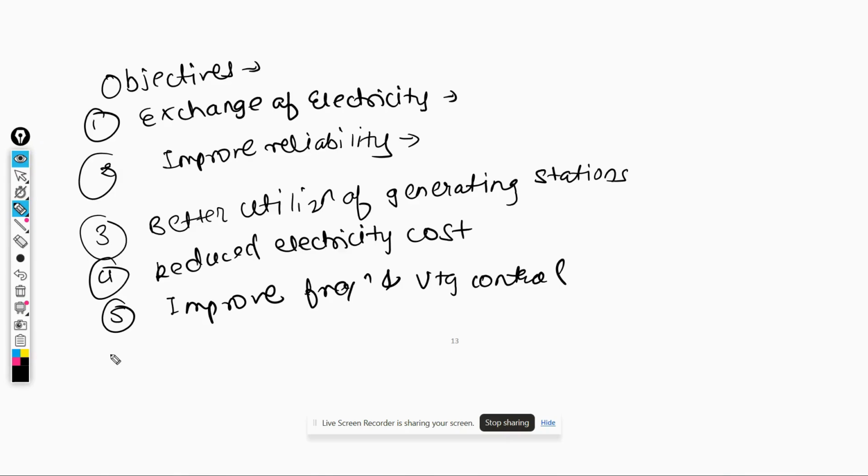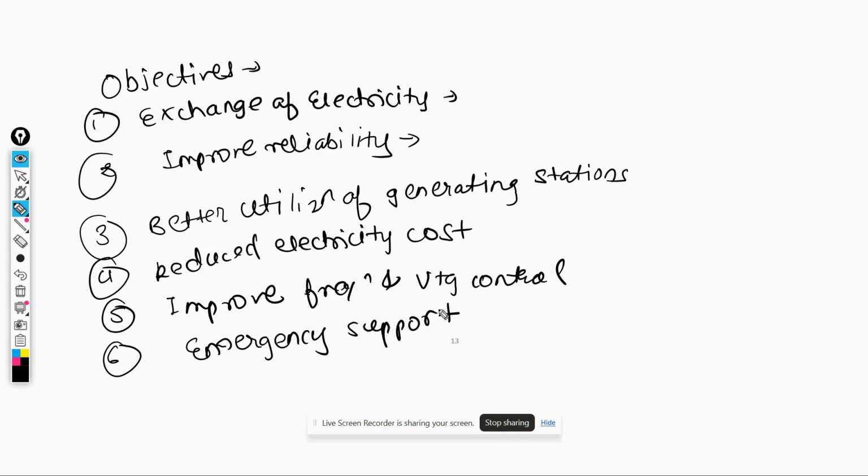Then the sixth objective is emergency support. Suppose a cyclone damages transmission lines in one state. Can neighboring states help? Yes. Through the regional grid, electricity can be supplied from another state until normal operation is restored.